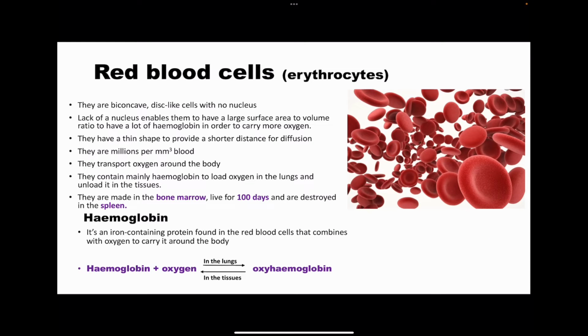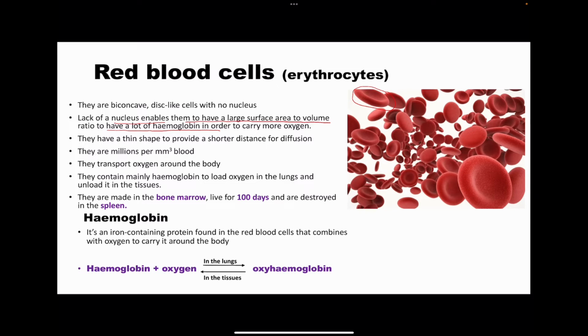The red blood cells are sometimes called erythrocytes. These are biconcave in shape. As you can see, the shape here is biconcave, or they can be disc-like cells with no nucleus. They have no nucleus so that there is a large surface area for the transportation of oxygen. The lack of a nucleus enables them to have a large surface area to volume ratio, to have a lot of hemoglobin in order to carry more oxygen. So that is a good adaptation in enabling the red blood cells to carry out their function.